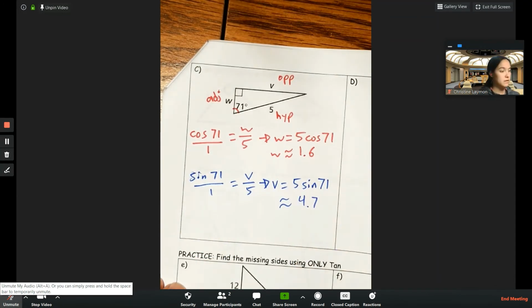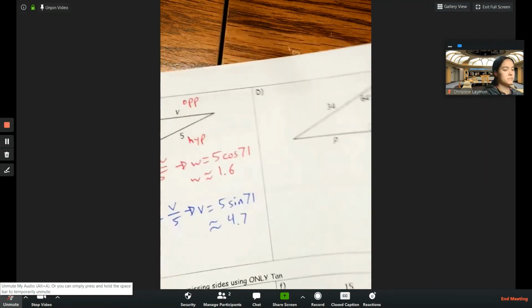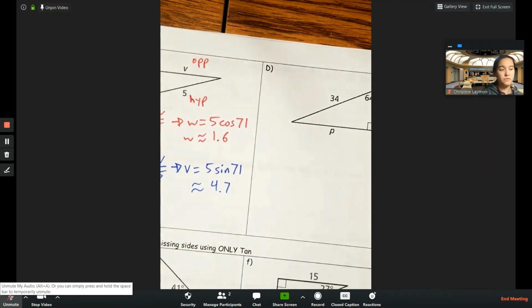Okay, let's go ahead and take a look at D. So in D, we are solving for P and Q.